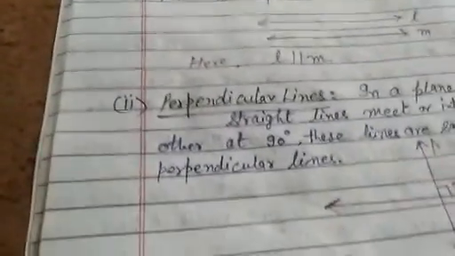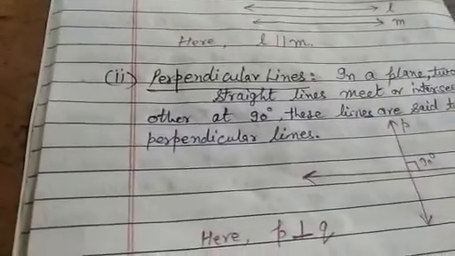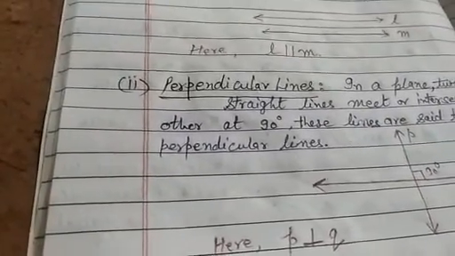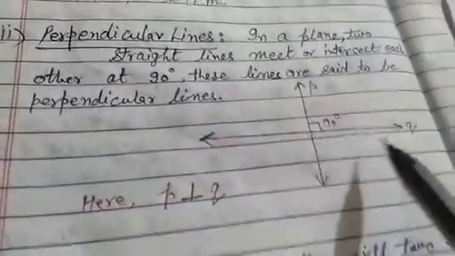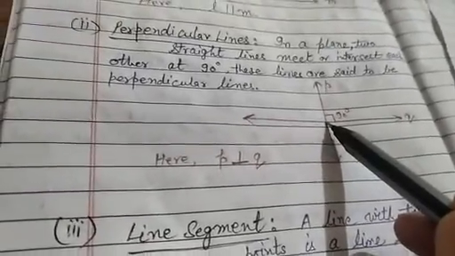Next is perpendicular lines. In a plane, two straight lines that meet or intersect each other at 90 degrees are said to be perpendicular. Here lines P and Q meet at 90 degrees, which means these are perpendicular lines.